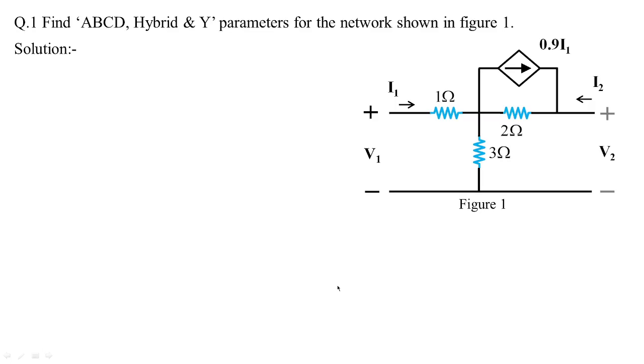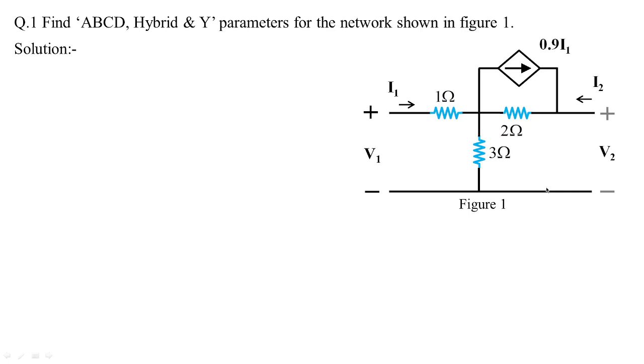So we'll start off with the first problem where we need to find out the transmission line parameters, that is ABCD parameters, the H parameters, which are also known as hybrid parameters, the admittance parameters known as Y parameters for the network shown in figure 1.